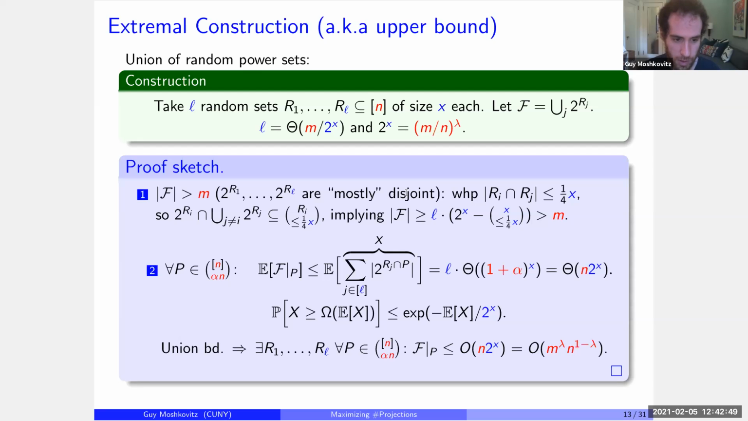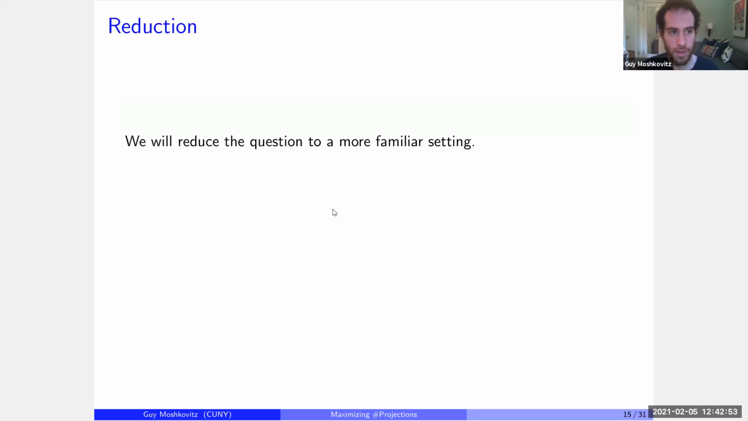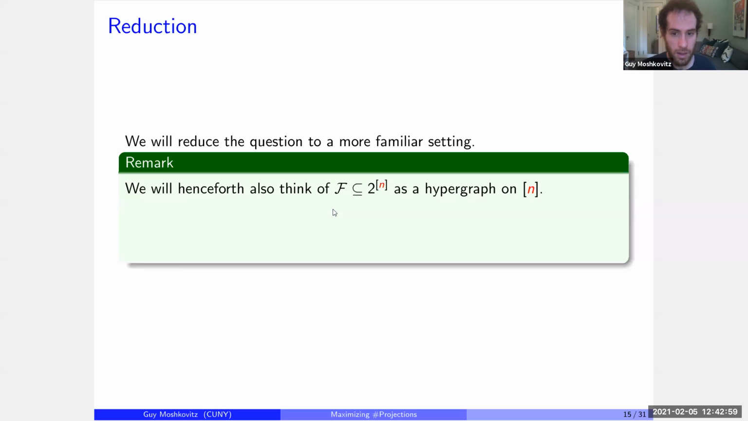Next, I will talk about the lower bound, which is the more challenging aspect of the paper. So first, we're going to reduce the question about projections to a more familiar combinatorial setting. First of all, we're going to think of our family of sets F as a hypergraph on n vertices, right? Every set in F you can think of as an edge or hyperedge.